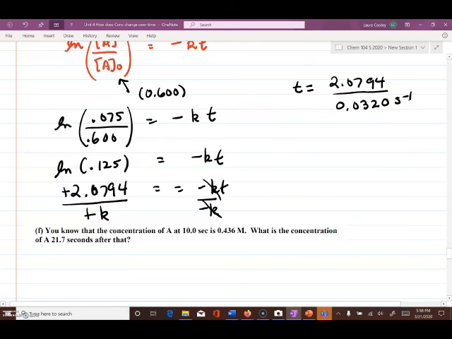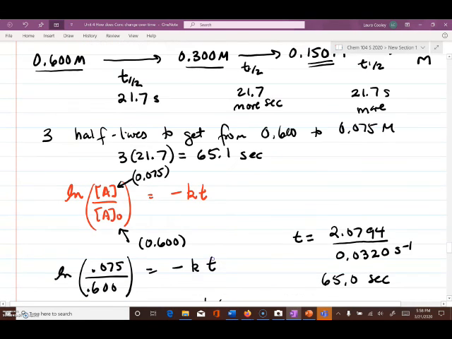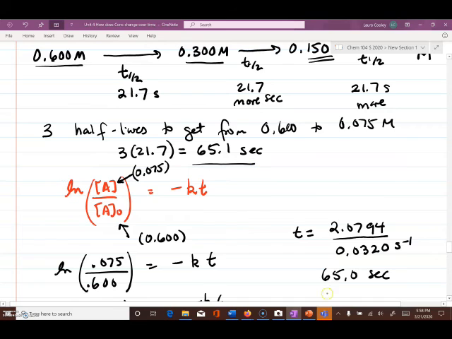All right, so if you do the math here, guess what? You get 65 seconds, which is almost the same. You know, you should get exactly the same answer. Well, these are close enough.